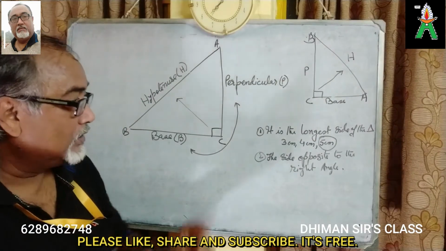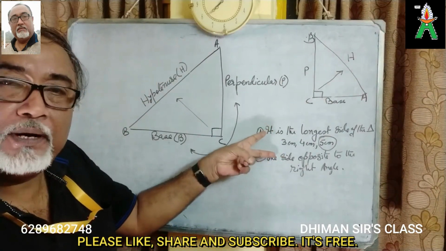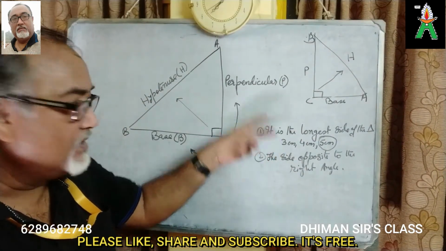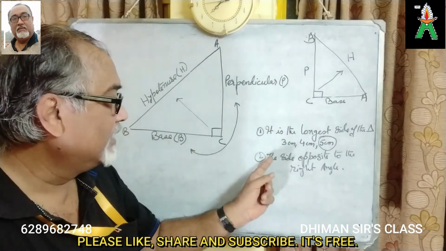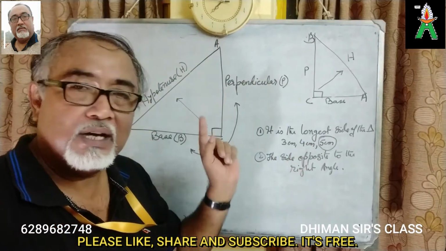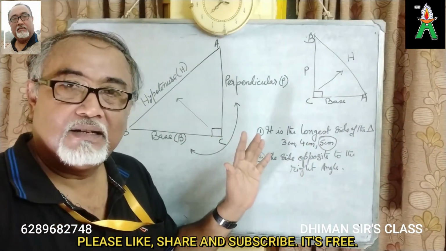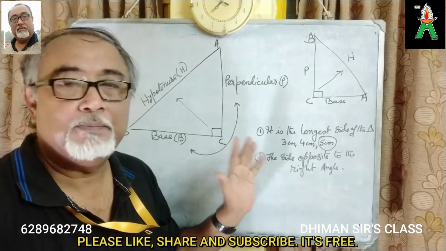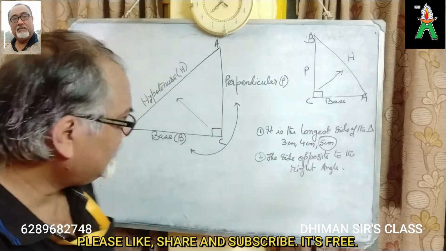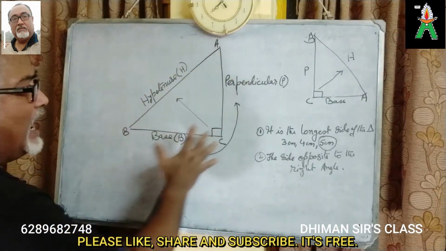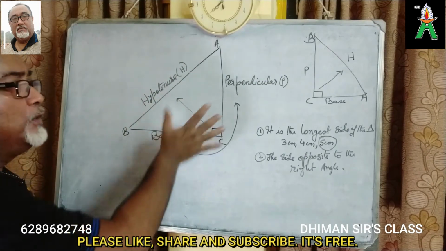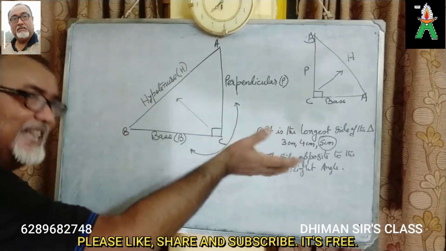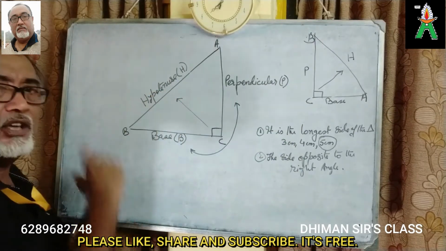So the most important two properties of the hypotenuse we have understood. One, the longest side of the triangle. Two, the side opposite to the right angle is called the hypotenuse. Okay, students? So here we have understood the parts of the right angled triangle that are utilized by Pythagoras in his theorem.